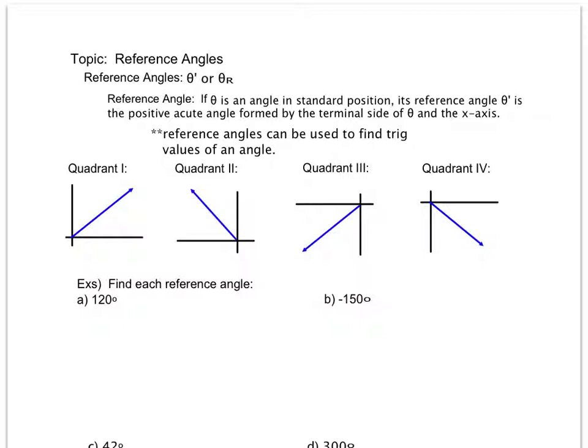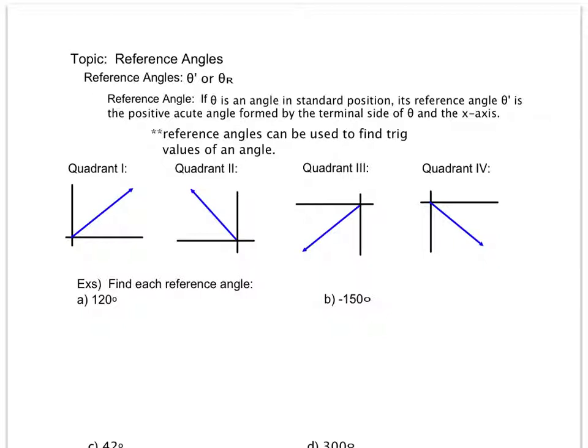So when we talk about a reference angle, in your book it's referred to as theta prime, and I'm going to try really hard to call it that. I've always referred to them as theta r, so I want to put both of these in here. So if all of a sudden I say theta r and don't realize it, and you're going, what is Miss White talking about? That's what.